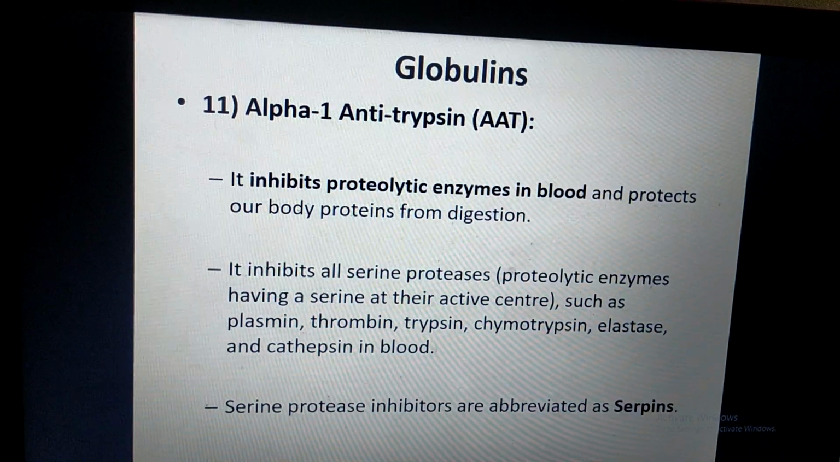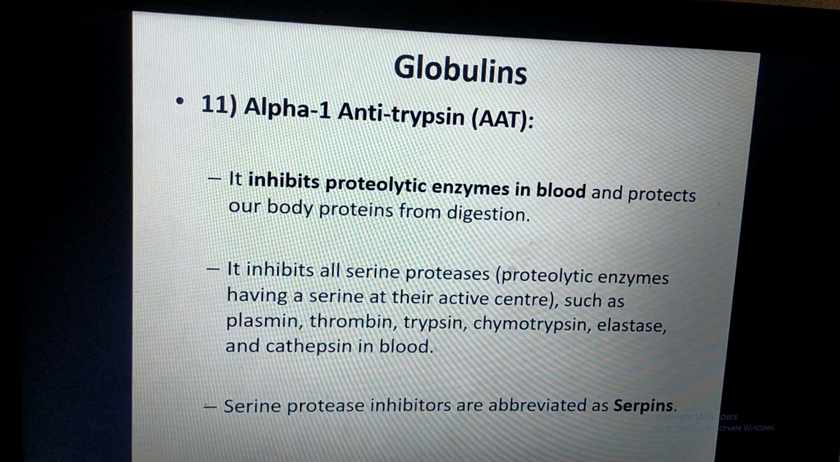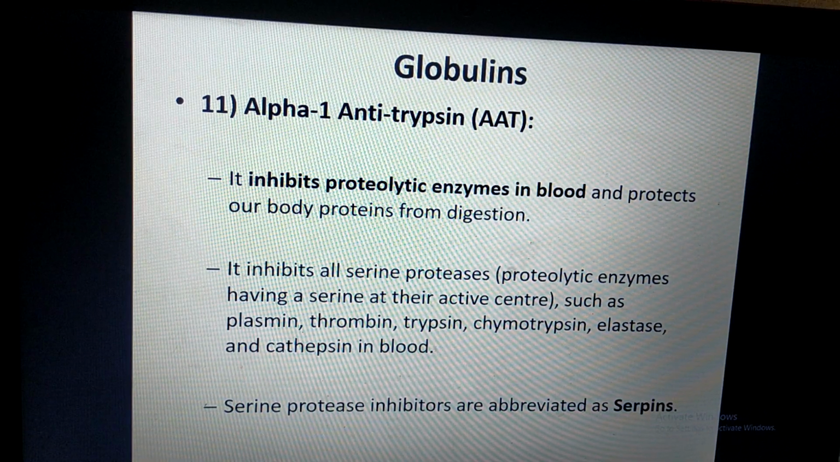Now the function of alpha 1 antitrypsin is very important. This alpha 1 antitrypsin inhibits proteolytic enzymes in the blood and protects our body from digestion. Our body organs are made up of proteins. If proteolytic enzymes are present in the blood, then they will enter the various tissues and digest them.